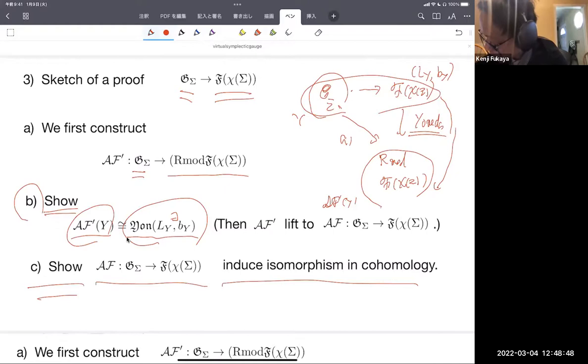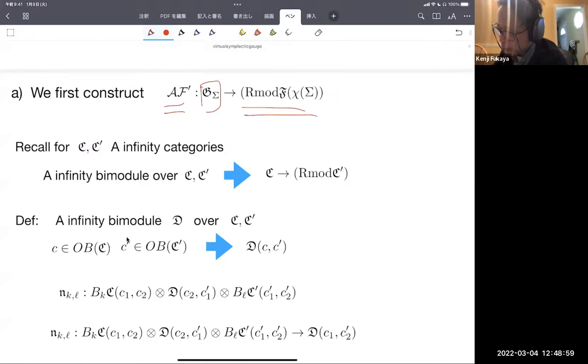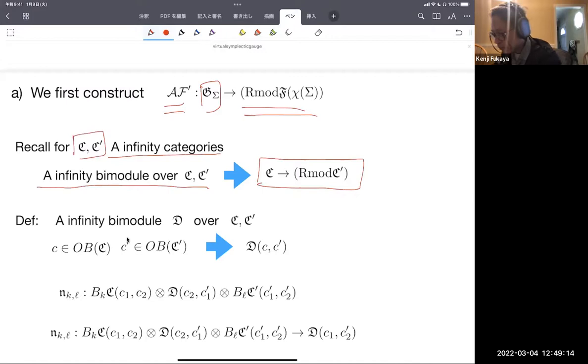And the first step is probably the most essential, so I want to explain the first step. The first step is to construct some A-infinity functor from this gauge theory category to the category of Lie modules. There is a general fact in homological algebra: if you have two A-infinity categories C and C prime, and you have something called an A-infinity bimodule, then we get an A-infinity functor from C to the Lie modules of C prime. So let me recall what the A-infinity bimodule D is.